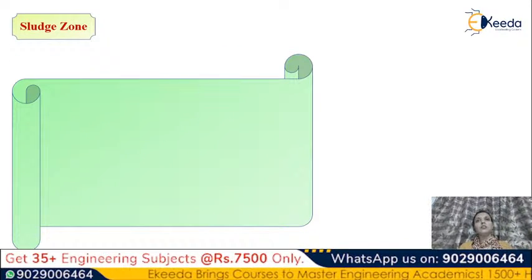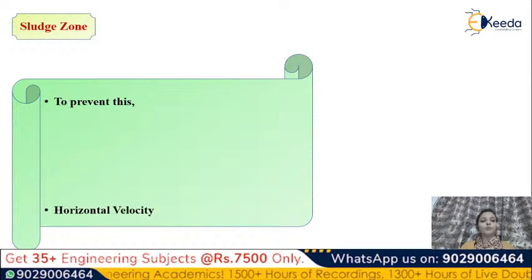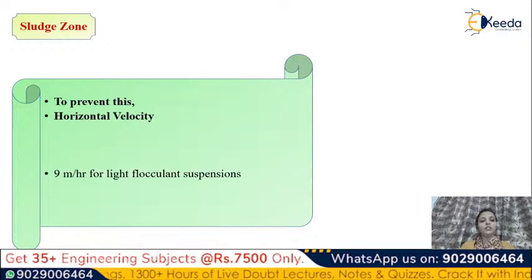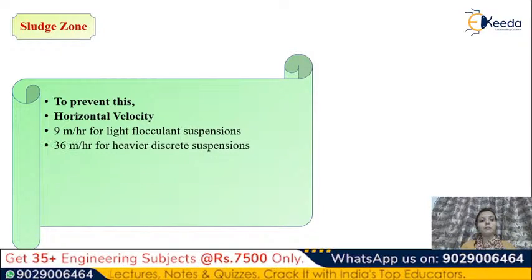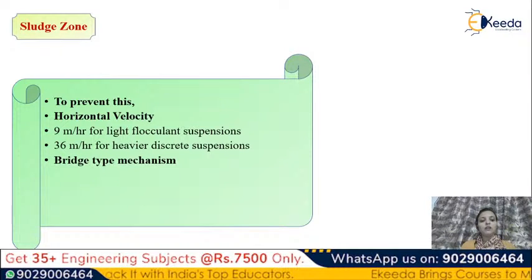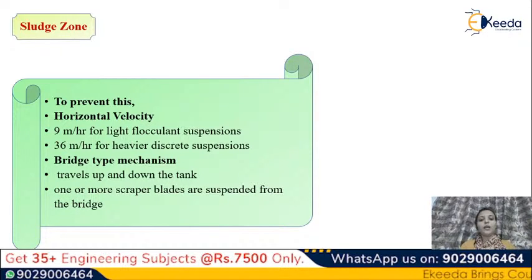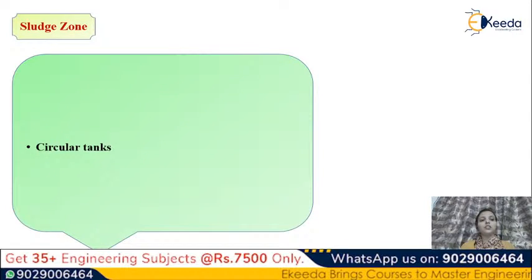So basically, in the sludge zone, all these settled particles we are removing through the scraper, and all this clean water is moved to the last zone, or outlet zone. So to prevent turbulence formation, the horizontal velocity should be maintained at 9 meter per hour for light flocculent suspension and 36 meter per hour for heavier discrete suspension. A bridge type mechanism should be applied, traveling up and down the tank, and one or more scraper blades are suspended from the bridge. So these are some criteria we should consider while designing a sedimentation tank.